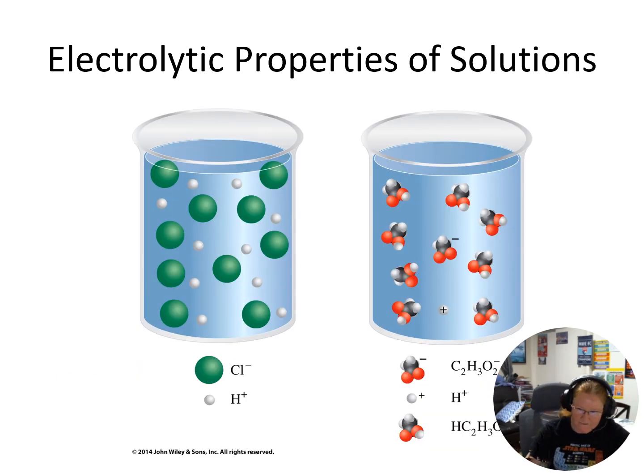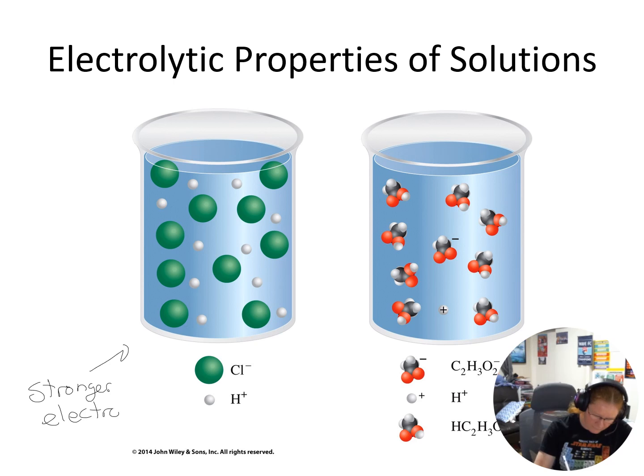Okay. Here's another example. So here I have hydrochloric acid and acetic acid. So looking at these 2 pictures, which one is the stronger electrolyte, the hydrochloric acid or the acetic acid? Well, if you look at the molecular pictures, the hydrochloric acid, which is a strong acid, dissociated completely, whereas the acetic acid, which is a weak acid, only did a partial dissociation. And so there's only a few ions in solution for the acetic acid. So hydrochloric acid would be the stronger electrolyte. Okay, that's our stronger electrolyte.